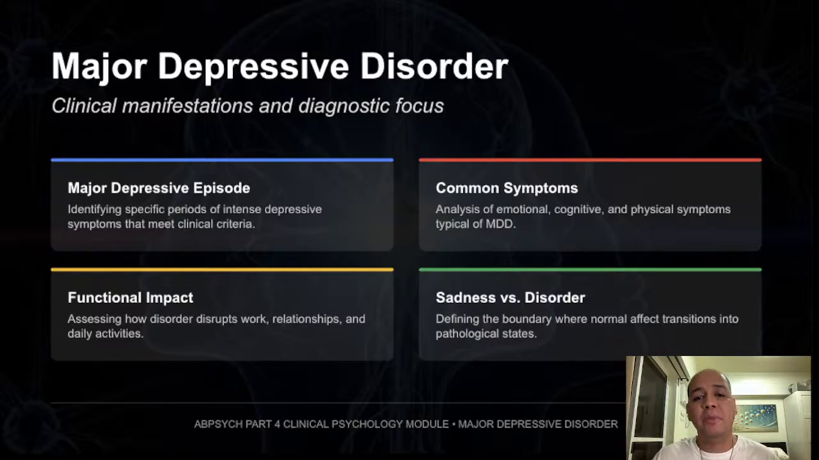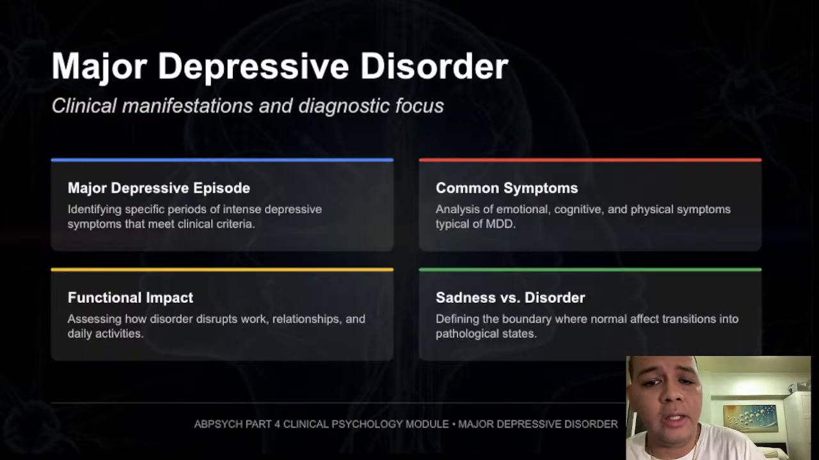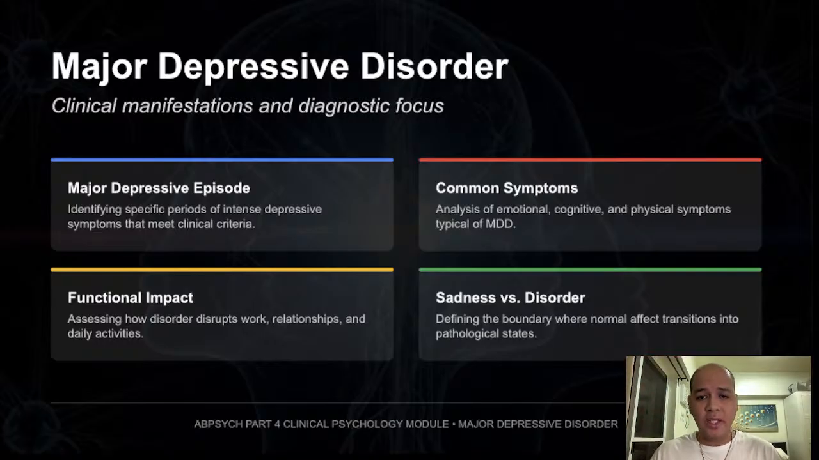Then we have major depressive disorder or MDD. It involves one or more major depressive episodes. That usually means at least 2 weeks of significant symptoms such as depressed mood, loss of interest or pleasure, fatigue, sleep problems, appetite changes, poor concentration, feelings of worthlessness, and sometimes thoughts of death or suicide. Now, here is the important distinction: MDD is not just sadness.